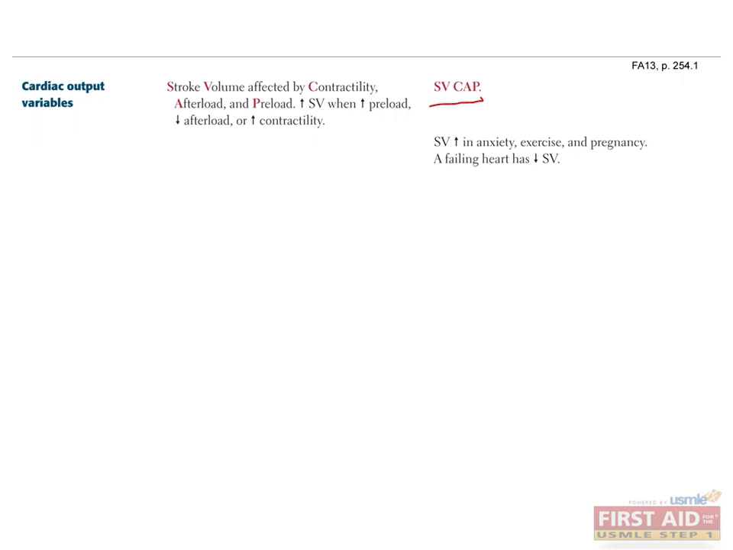Afterload represents the force that must be generated by the myocytes to contract against the resistance in the aorta and other peripheral systems. Hence, if afterload is decreased, then stroke volume will be increased. Contractility is the amount of force that can be generated by the myocytes. Increased contractility will increase stroke volume.